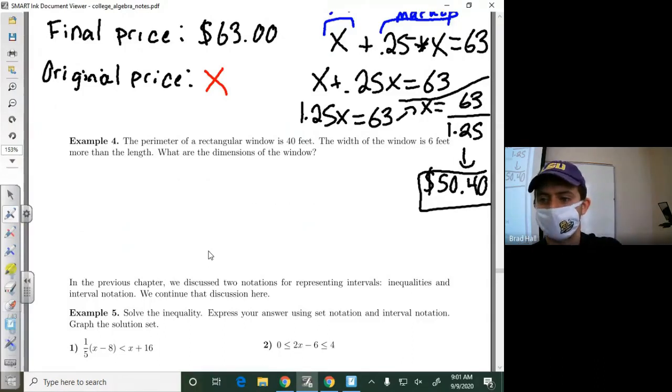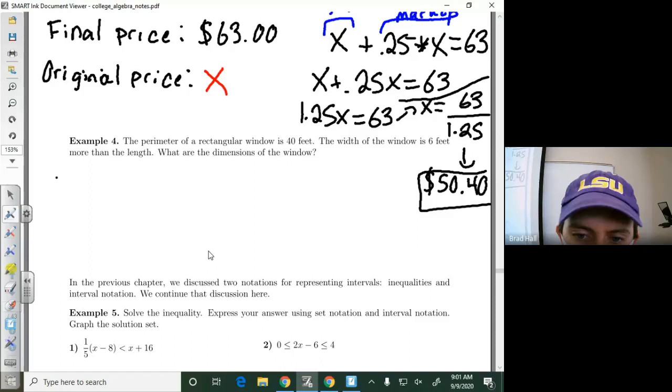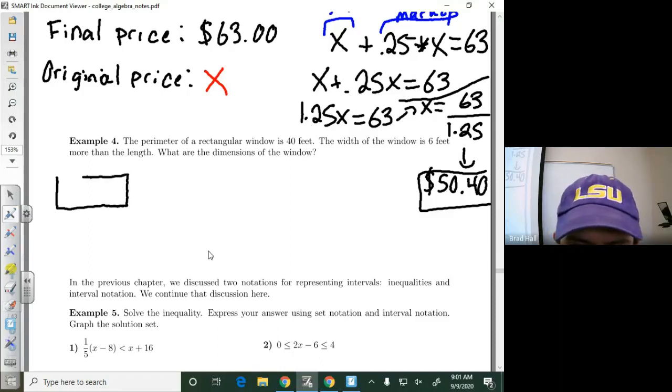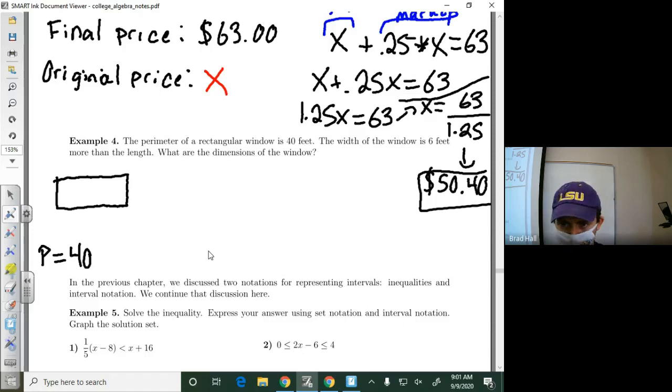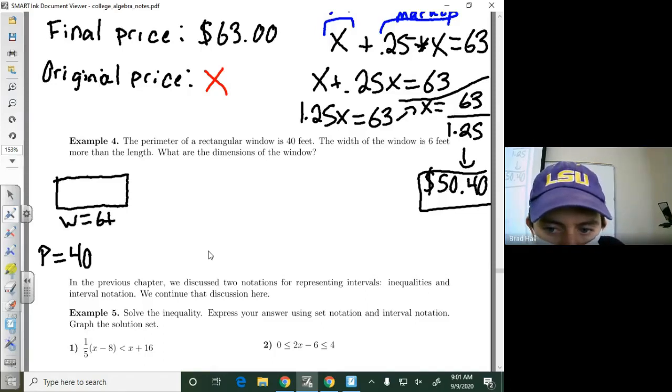All right, we have something about a rectangular window. So I'll naturally start drawing a rectangle. We know that the perimeter is 40 feet. The perimeter is if you add the lengths of all the sides together. The width is 6 feet more than the length. 6 more than the length. That means that there is a length value. And they want us to determine the dimensions of the window.